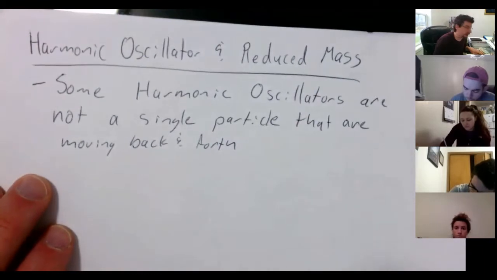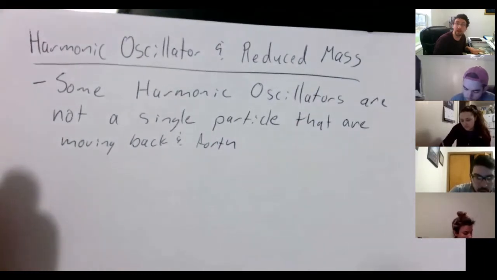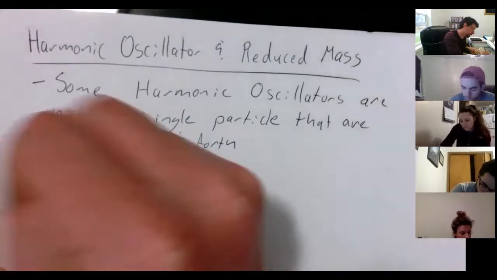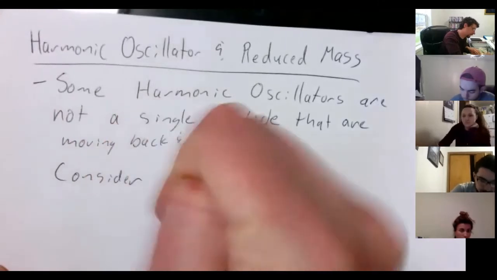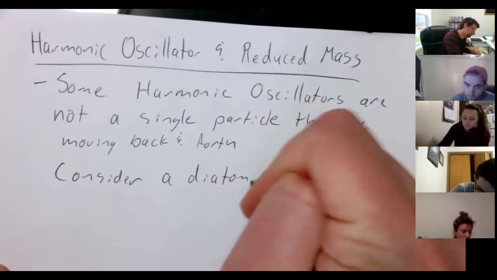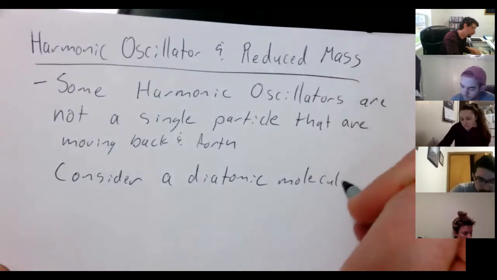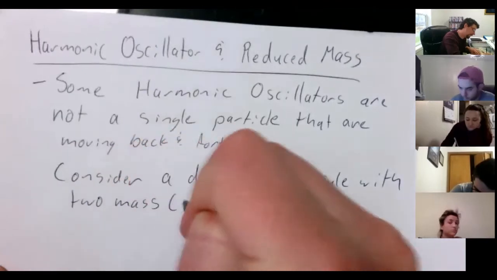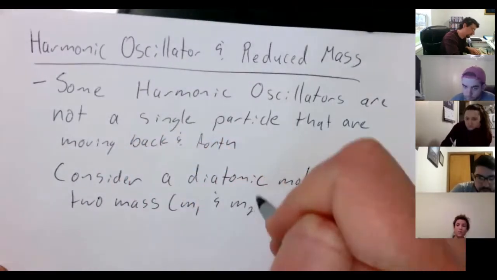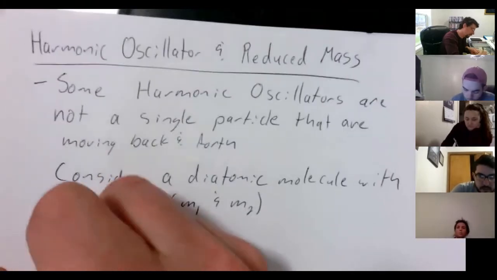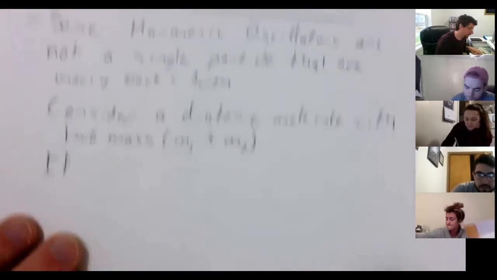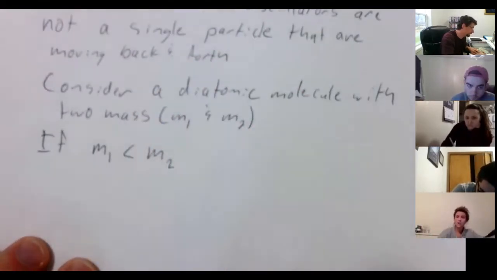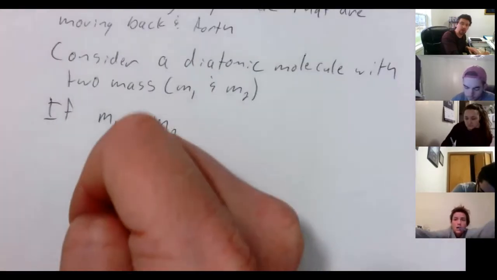We're going to consider a diatomic molecule that has two different masses, mass 1 and mass 2. So consider a diatomic molecule with two masses, m sub 1 and m sub 2. And what we're going to assume is one is larger than the other. So if M1 is less than M2, we're going to try to draw that out.